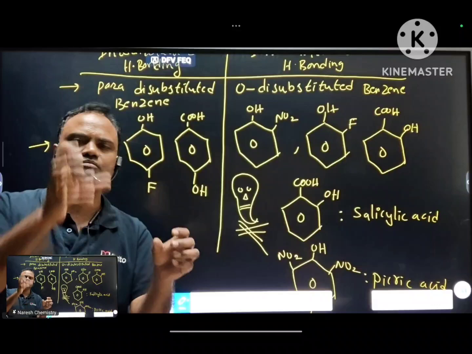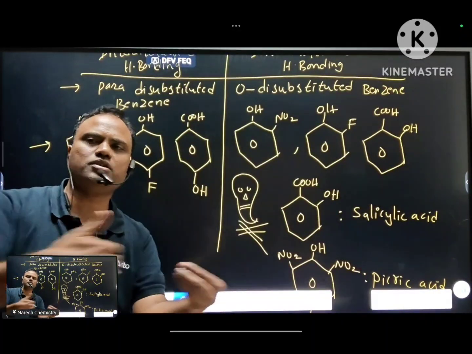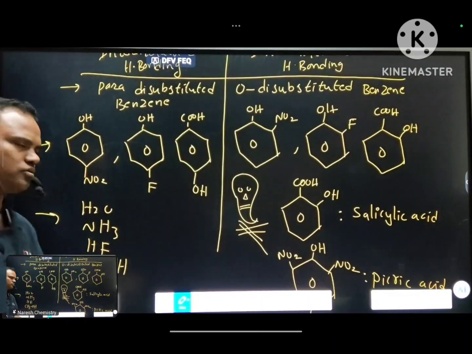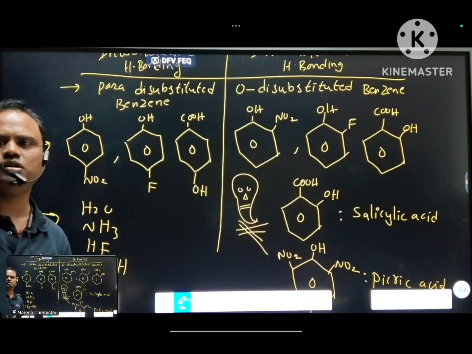Take alcohol liquid. Here one alcohol molecule, here one alcohol molecule. Between the two, hydrogen bond. Intermolecular. Similarly, HF also, NH3 also. All these come under intermolecular hydrogen bonding.